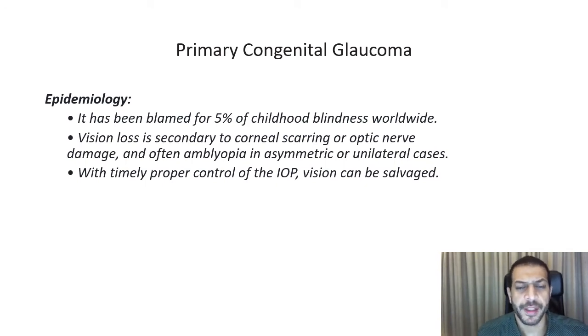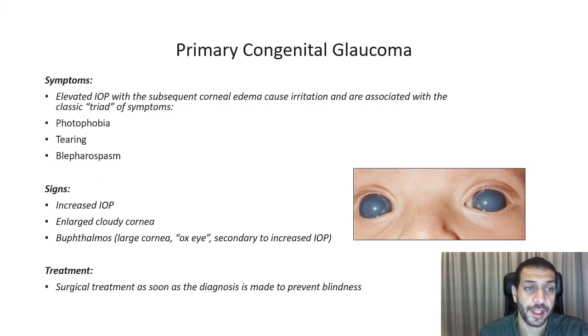It's a difficult disease to treat. It's blamed for a lot of world blindness and should be treated carefully and very early. These children usually undergo a lot of surgeries, and although we do a lot of surgeries early, not all of them end up well, and a lot of children may lose vision in primary congenital glaucoma. The vision loss is secondary to corneal scarring or optic nerve damage, and even if these are treated early, there is usually a lot of amblyopia and anisometropia that also adds to the visual problem. However, with timely proper control of IOP, the vision can be salvaged to a certain extent.